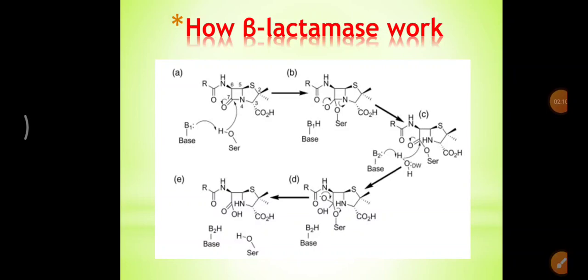So the strategies for combating this form of resistance have included the development of new beta-lactam antibiotics that are more resistant to cleavage and the development of a class of enzyme inhibitors called beta-lactamase inhibitors. Although beta-lactamase inhibitors have little antibiotic activity of their own, they expand the useful spectrum of beta-lactam antibiotics like penicillins and cephalosporins by inhibiting the beta-lactamase enzymes which are produced by the bacteria itself to deactivate them.